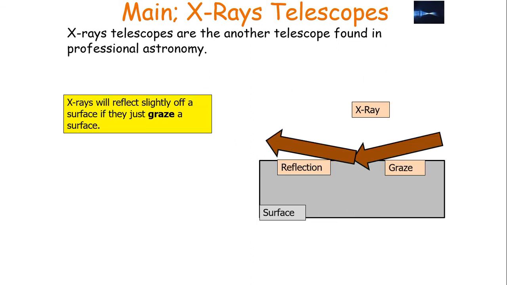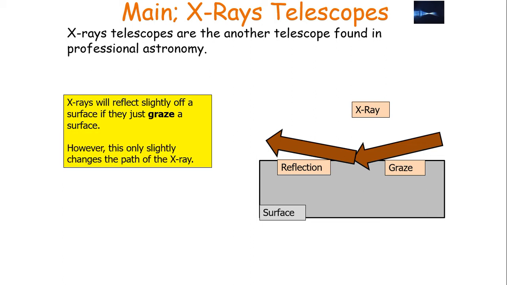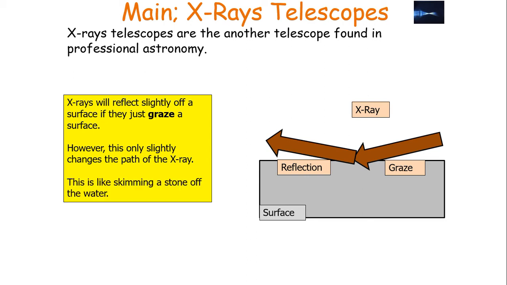Now, X-rays will, though, reflect slightly off a surface if they just graze a surface. However, this only slightly changes the path of the X-ray. It's like skimming a stone off the water.